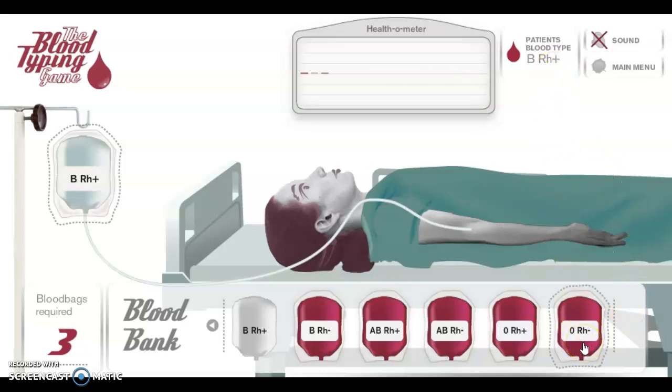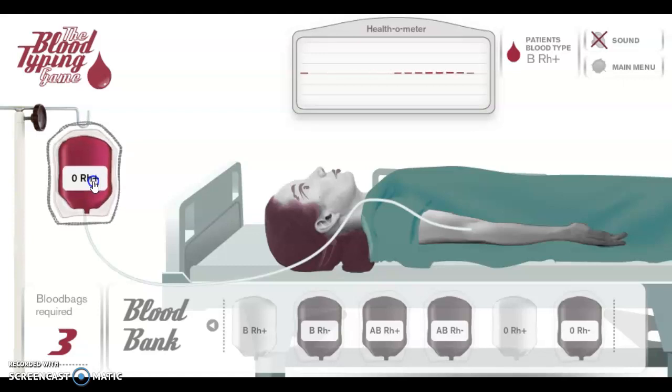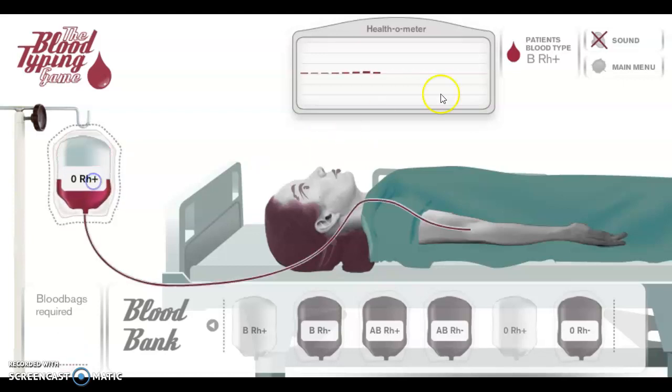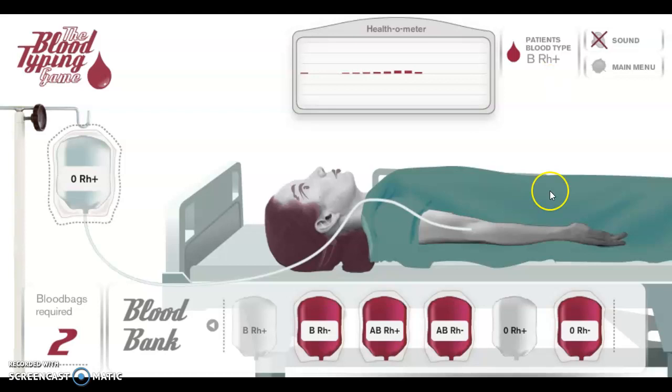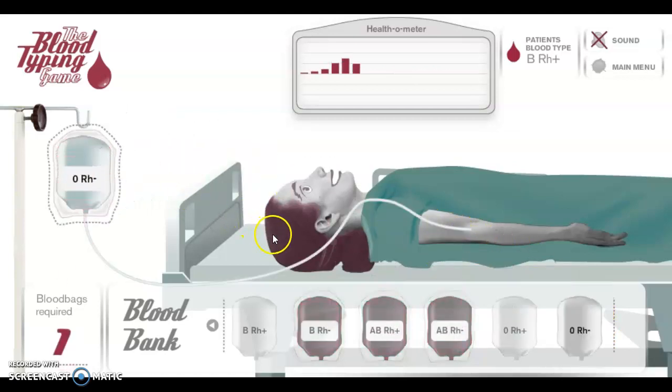In this case, she's B positive, so we can choose O positive because O means it doesn't have the B antigens, and positive matches up with the Rh antigen she already has. But notice we can also give her the O negative because this means it has no A or B antigens, and this means it has no Rh antigens. So there's nothing on this blood to signal to her body that it's bad. So we can go ahead and give her that.